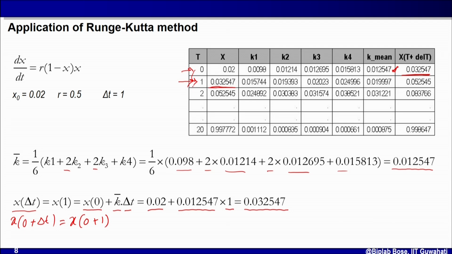Now I am at x at t equal to 1. I can again calculate k1, k2, k3, k4 using the same method and calculate the weighted average of these 4. I have done that and shown it in the table, that is 0.01997. Now using the same addition, x at time 1 plus delta t will be equal to x at time 1 plus k mean into delta t.